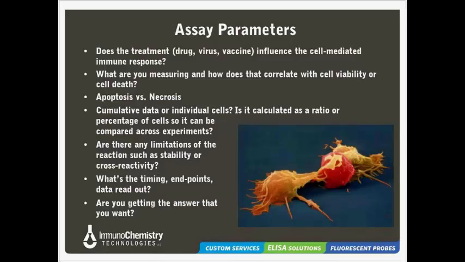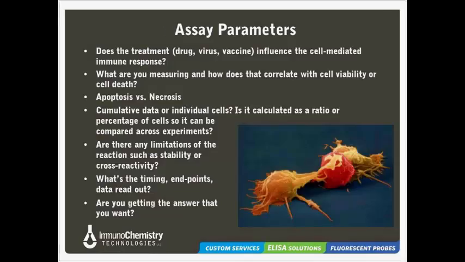Like in this example of natural killer cells, you can mix the cells together and see how they act upon each other, or you could just add the drug to the target cell population and measure apoptosis and necrosis. So you want to know, is the drug, virus, or other treatment influencing the response? Does that treatment stimulate or inhibit the response? How do you measure it, and how does that correlate with cell viability or cell death or apoptosis?